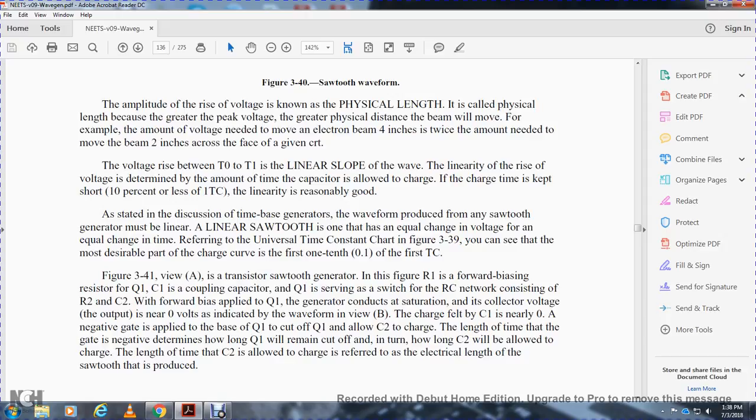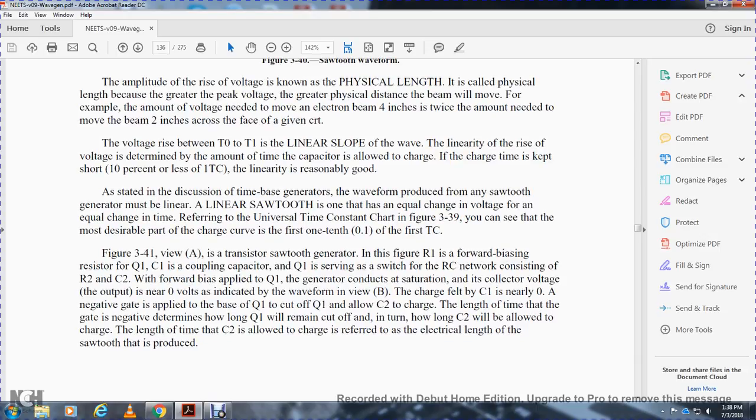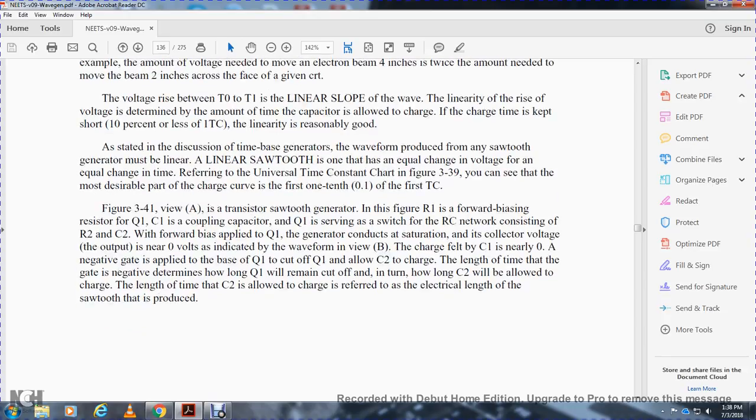The linear rise of the voltage determines the amount of time the capacitor is allowed to charge. If the charge time is kept short, 10% or less of one time constant, the linearity is reasonably good. As stated, in the discussion of the time-base generator, the waveform produced is a sawtooth wave, and sawtooth generation must be linear. A linear sawtooth is one with an equal change of voltage for an equal change in time. Refer to the universal time constant chart, figure 339. You can see that the most desirable charge curve is the first 1/10 of the first time constant.